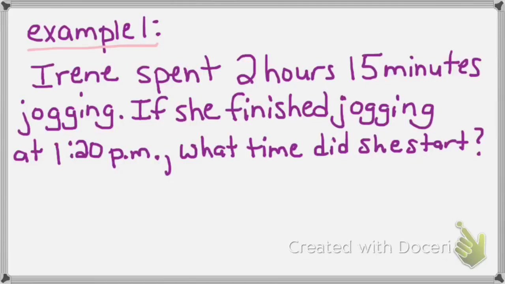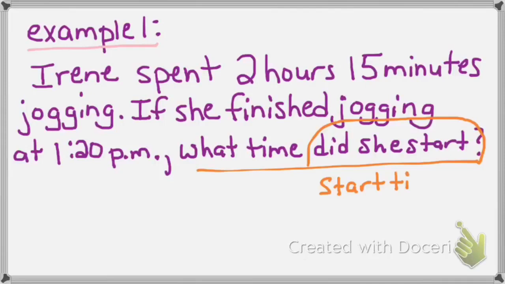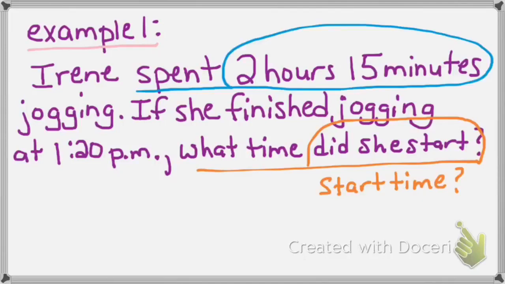Well, as with any word problem, the first thing I need to do is go back and find what the question is asking. And the question wants to know, what time did she start? I'm talking about time, and I need to know what time she started. That would be the start time. That's what I need to find out. Let's go back to the question and see what else I know. I know that Irene spent 2 hours and 15 minutes jogging. Well, 2 hours and 15 minutes is not a time on a clock, but it's how long she took doing the jogging. So this is going to be the elapsed time.